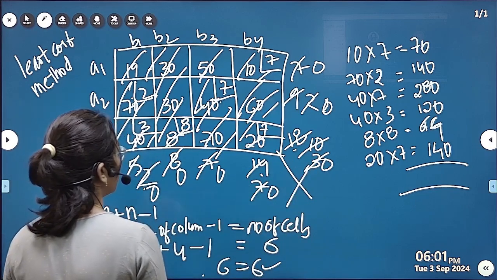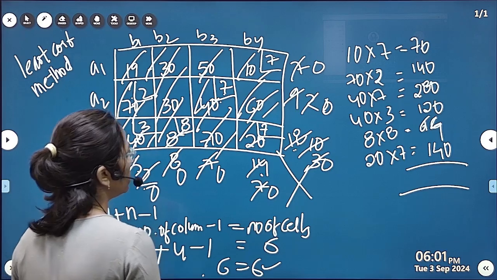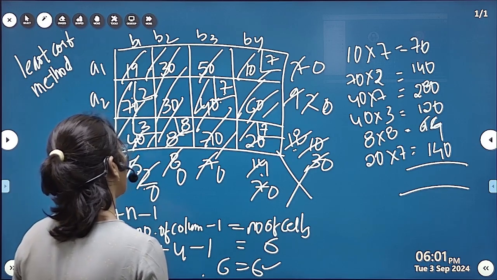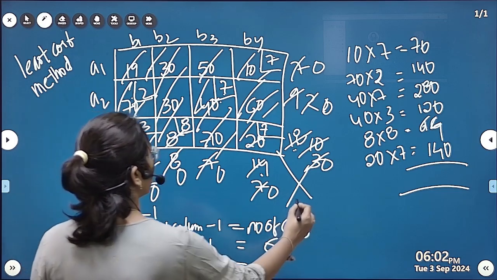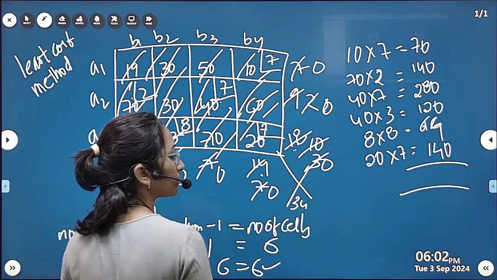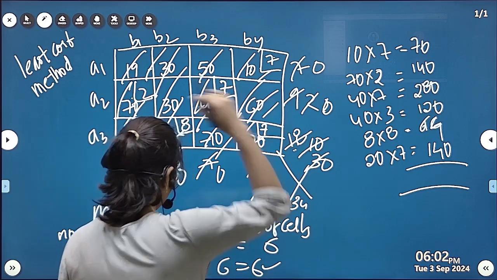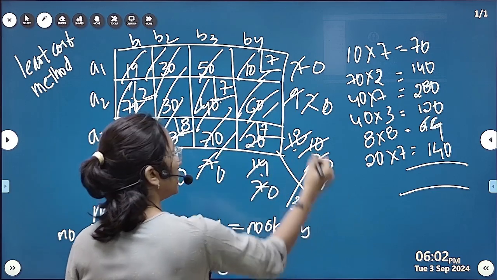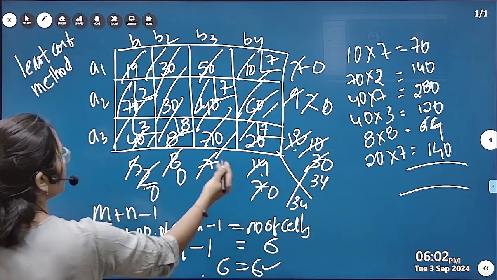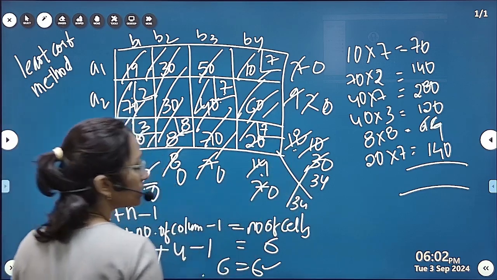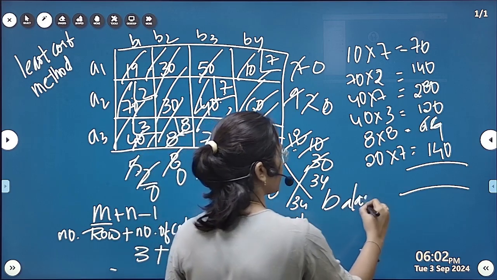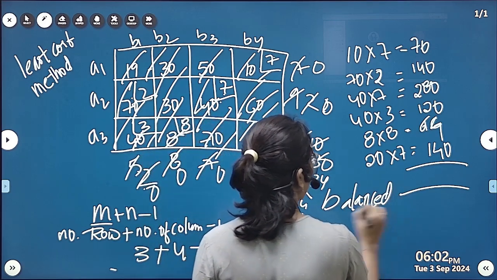What's the amount? 5 plus 8 plus 7 plus 14. 34. Now this one, 18 plus 9 plus 7. 34. So now here the amount for A1, A2, A3 is 34 and for B1, B2, B3 and B4 is 34. Now this is said to be a balanced question. Okay, this matrix is balanced.